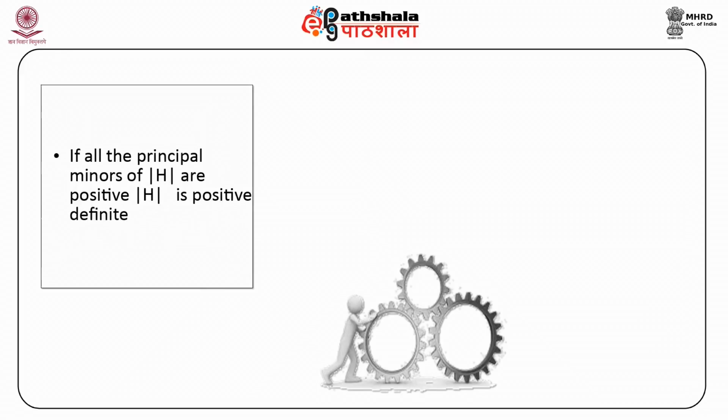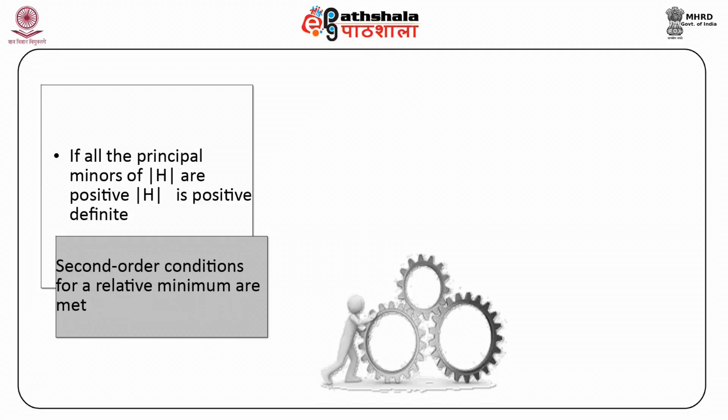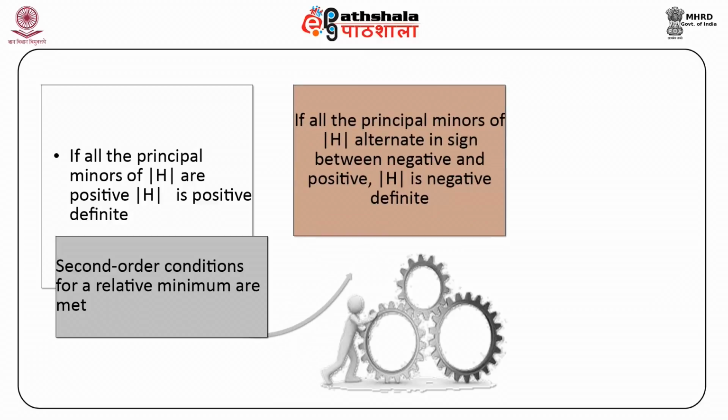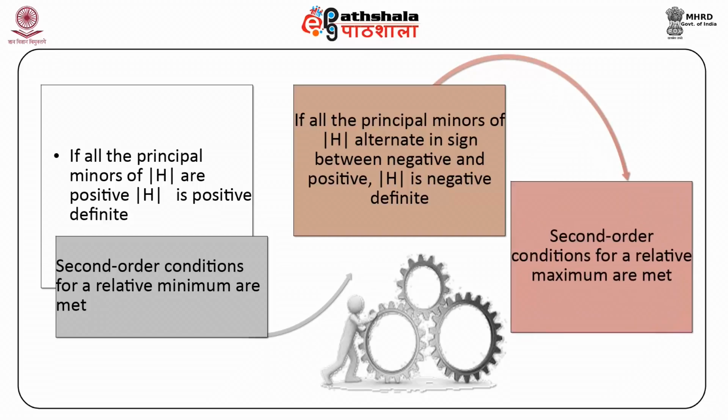If all the principal minors of H are positive, H is positive definite, and the second order conditions for a relative minimum are met. If all the principal minors of H alternate in sign between negative and positive, H is negative definite, and the second order conditions for a relative maximum are met.